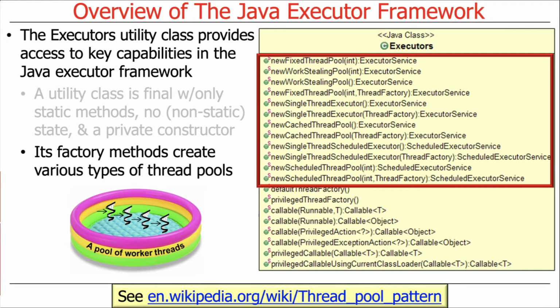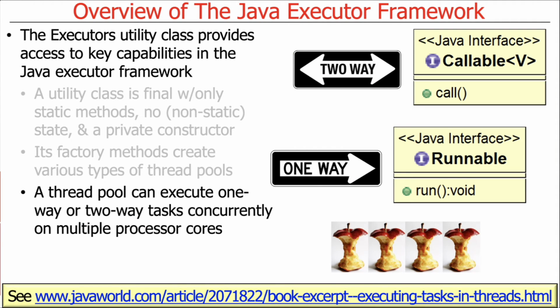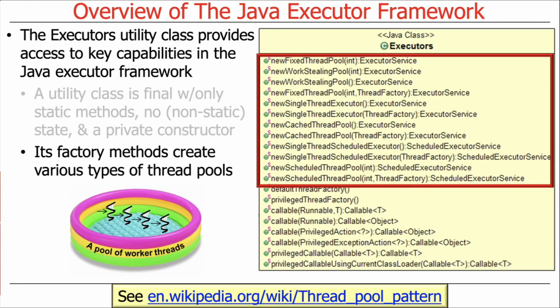It's got several different types of methods. It's got a bunch of factory methods that are used to create various types of thread pools. We're going to look at most of these over the course of the next several sessions. And then it's got some other stuff that are more like helper methods we're not going to spend as much time on.